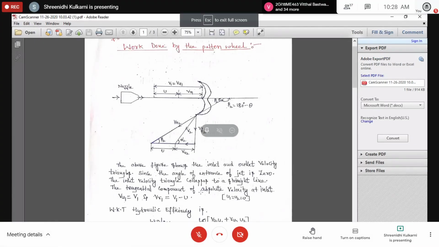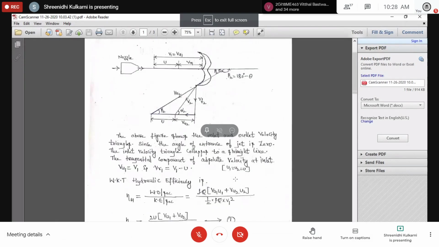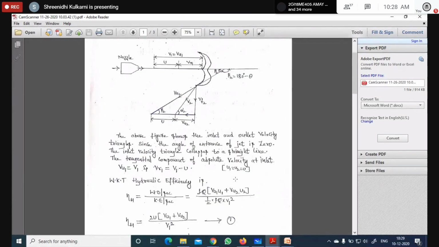Okay. Next, in this derivation, the first step is you should know what is the efficiency of the hydraulic turbine. You should know what is hydraulic efficiency. This is very, very important because we have to derive the maximum hydraulic efficiency, that is, show or prove the maximum hydraulic efficiency. So for that, you should know what is hydraulic efficiency.